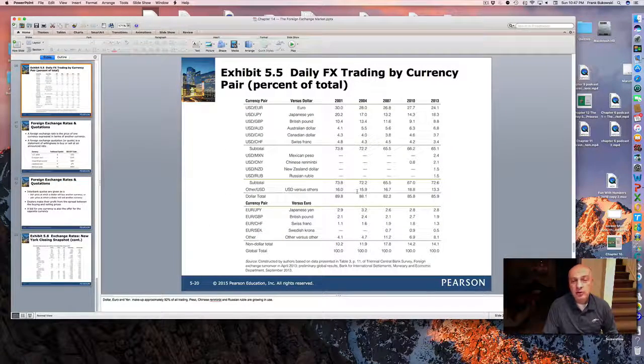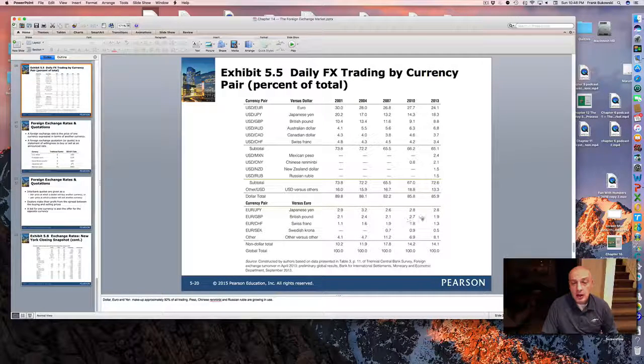Okay, if we were to look at the transactions that are done, the US dollar versus other currencies makes up about 85 or 86% of all transactions as of 2013. So if we were to look at trading, let's say, between the US dollar and the euro, that makes up about 24% of all transactions. The US dollar with the Japanese yen is about 18.3%.